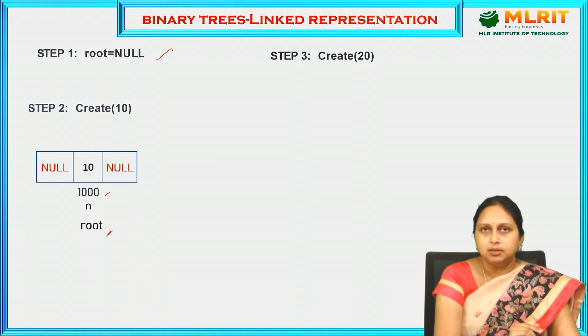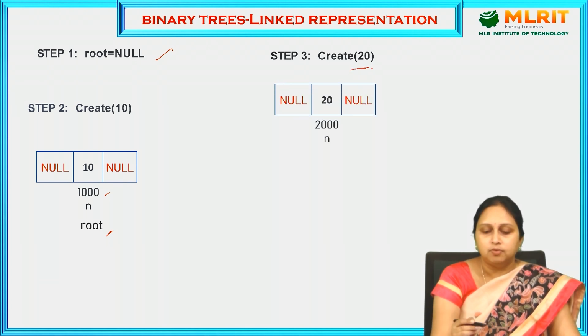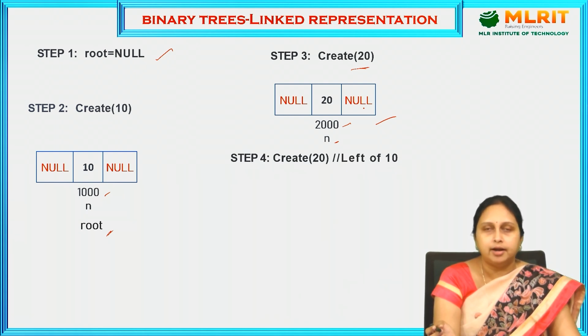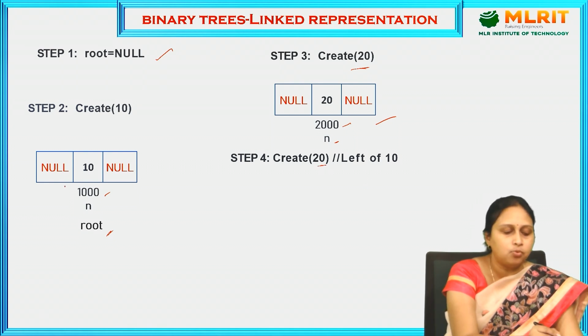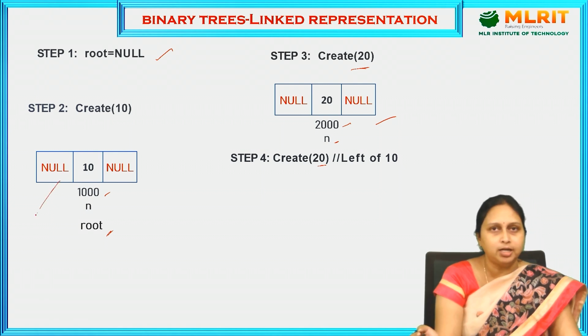And step 3, if I am going to create one more node, that is 20. The node will be created by the malloc function. N is the name of the node, and 2000 is the address of it. The left and right children are null here. And now I want to insert this 20 to the left of 10. That means I want to insert it to this part of the tree, right?